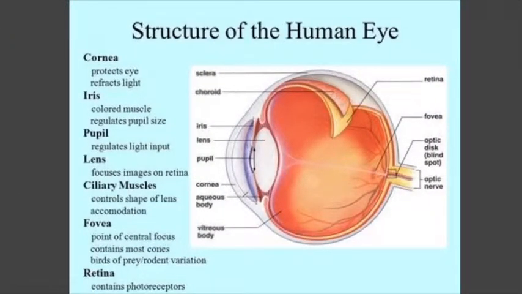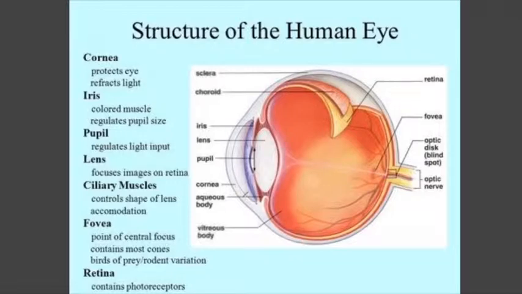These are the structures of the human eye. The cornea is transparent, it refracts light, and protects the front of the eye. The iris is the colored part of the eye, and it has two different muscles that contract and expand the pupil. The pupil simply regulates light input. The lens is biconvex, refracts light, and is curved on both sides. The ciliary muscles control the shape of the lens and accommodate light.